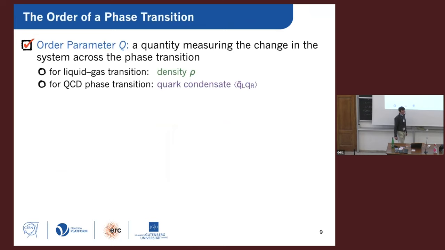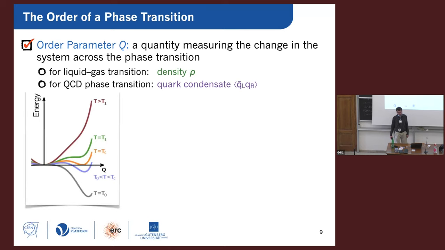Now, to characterize a phase transition, we use a quantity called the order parameter. What exactly that is can be different from transition to transition, and it's also not unique. But mainly a phase transition means that the system changes its macroscopic properties in an abrupt and significant way while it undergoes the transition. And the order parameter basically has to be some quantity that parameterizes this abrupt change. So for instance, for the liquid-gas transition in water, that could be the density. For the QCD phase transition, it can be the value of the quark condensate, so the expectation value of q-bar q.